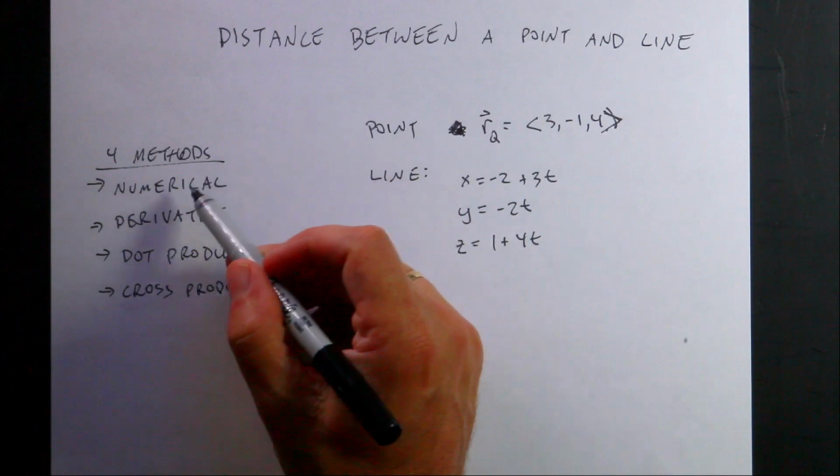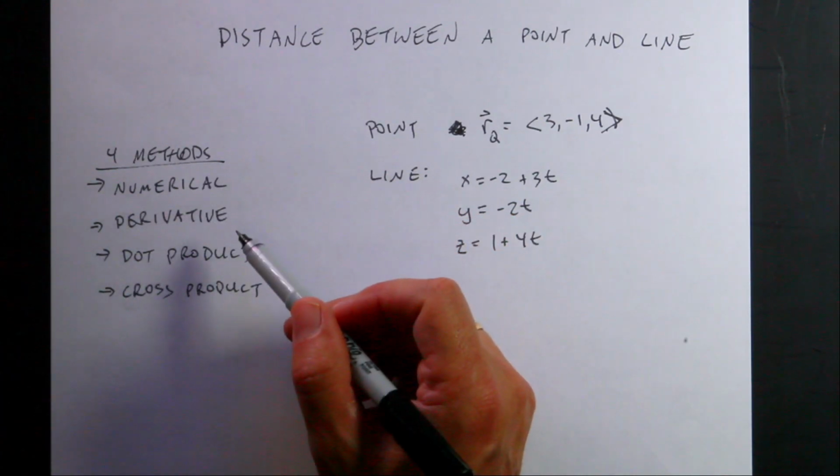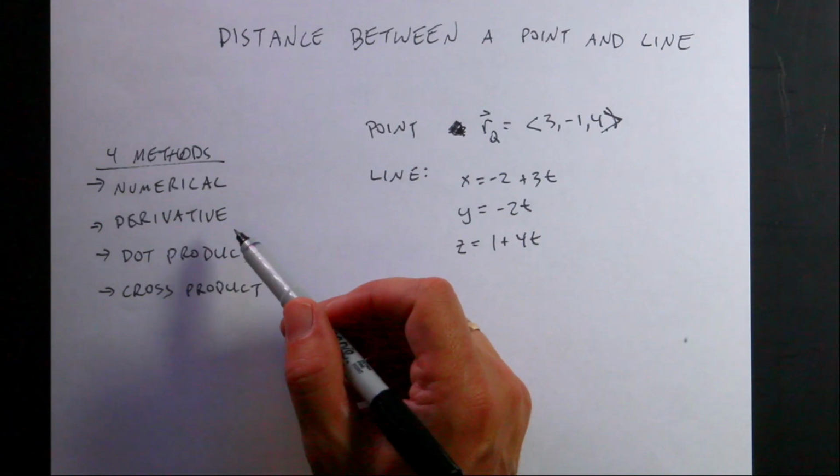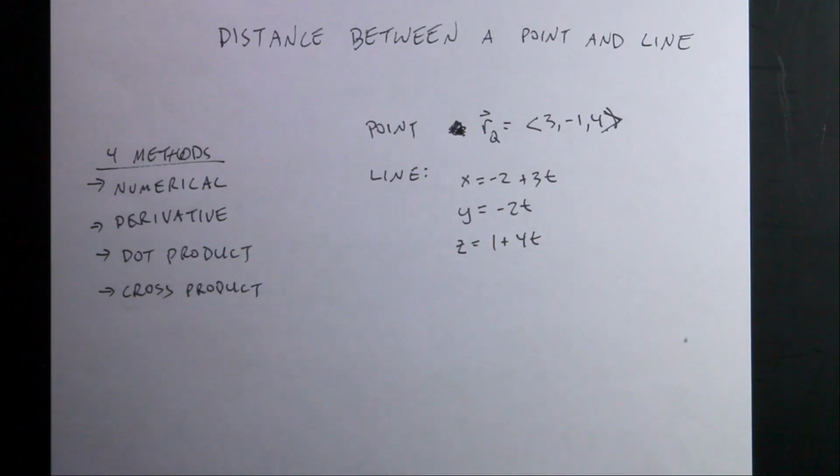So I'm going to do it numerically in Python, and then I'm going to use a derivative to find that distance, and then I'm going to use the dot product, and then I'm going to use cross product. So I'm going to just do all of these.